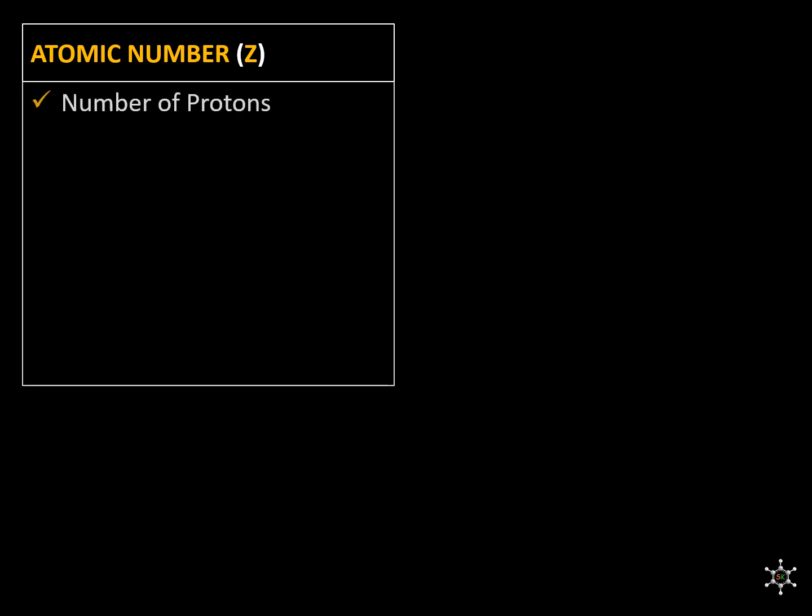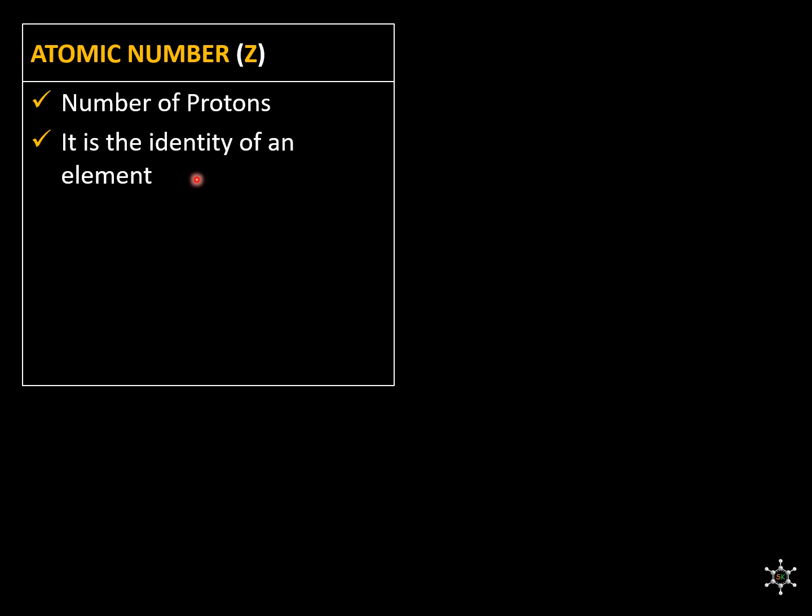Atomic number means number of protons present in an atom. Letter to represent atomic number is Z. Atomic number is the identity of an element, meaning if we are recognizing something as carbon, it means there are 6 protons in it. If we are recognizing something as sodium, it means there are 11 protons in it.